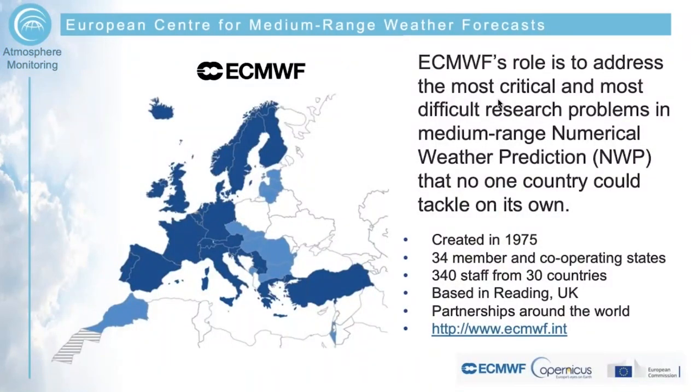So we do this at ECMWF. And I'd just like to give a few pieces of information about why we do this at ECMWF and who we are, in fact. So at ECMWF, which is the European Centre for Medium Range Weather Forecast, our role is to address the most critical and most difficult research problems in medium range numerical weather prediction or weather forecasting. And these are problems which no one country would be able to tackle on its own. So we're an organization that was created in 1975, and we consist of 34 member and cooperating states. We're based in Reading in the United Kingdom, but we have partnerships all around the world, and more information can be found through our website, which is given by the link there.